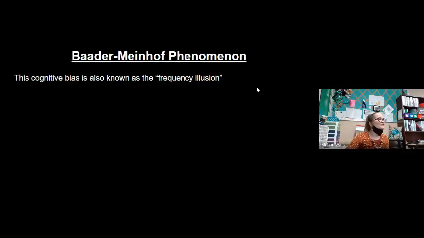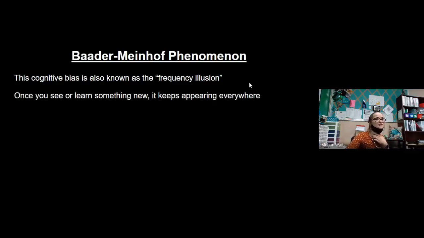So this phenomenon that I'm talking about is actually called the Baader-Meinhof phenomenon. If you're having a hard time remembering that name, just think of it as the frequency illusion, if that's easier for you to remember. Y'all make sure that you're paying attention, please. Y'all stop. It's coronavirus. Y'all shouldn't be touching. So basically what this phenomenon means is once you see or learn something new, it actually keeps appearing everywhere.